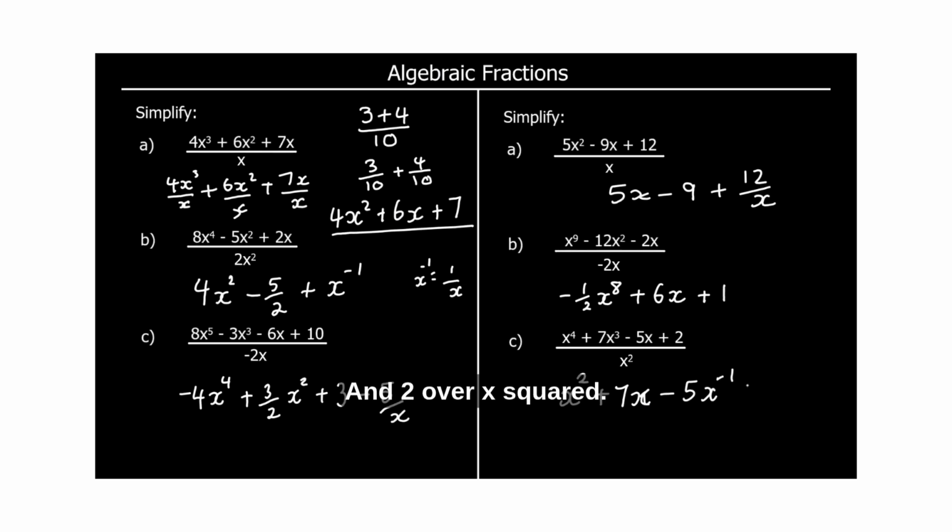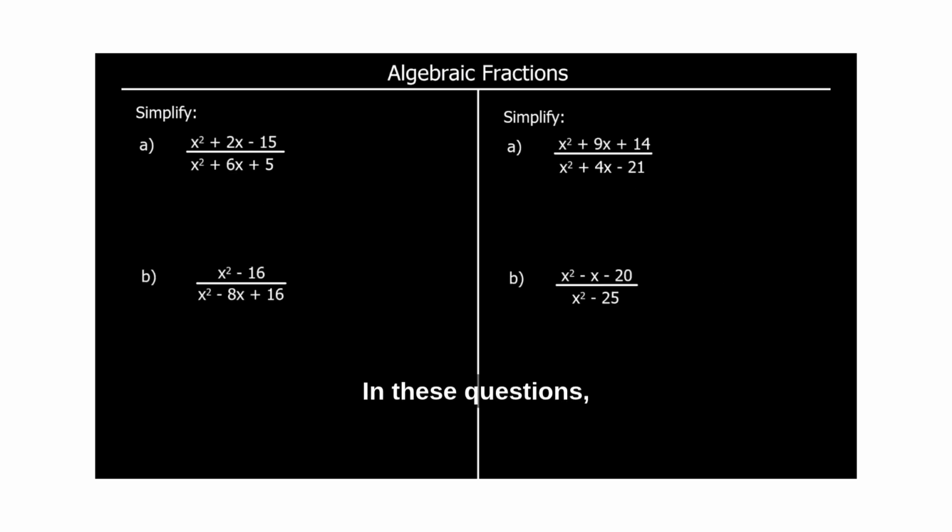And 2 over x squared. Again, we could have 2 over x squared. We could just write that. Or we could write 2x to the power of negative 2. In these questions, we have a quadratic on the top and a quadratic on the bottom. What we have to do is factorize the top, factorize the bottom, and then there should be a bracket in common, and we can cancel that out.